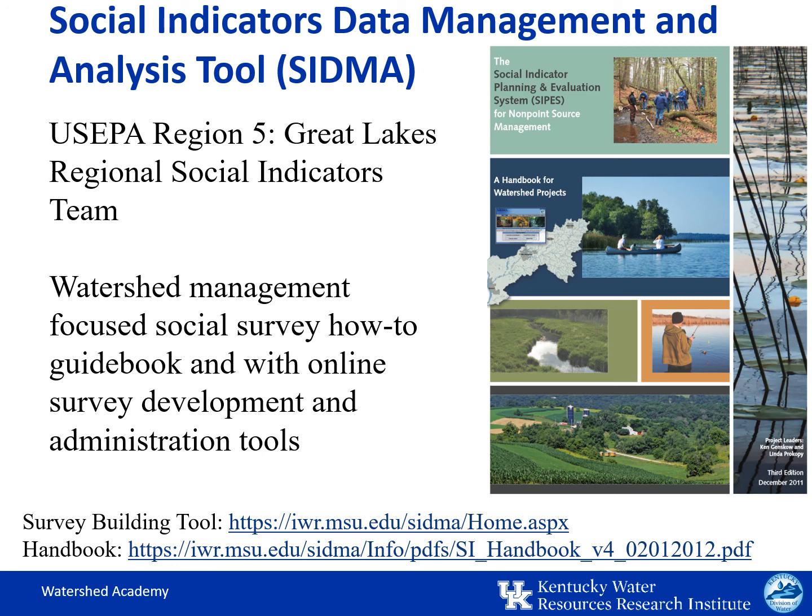The US EPA Region 5 Great Lakes Regional Social Indicators Team developed the Social Indicator Planning and Evaluation System for Non-Point Source Management, a handbook for watershed projects. This is a guide to help through watershed-specific survey-related items. It also has a tool to help you build surveys and ask the right questions. The guide covers much more than we are able to address during this presentation, so we recommend that you reference it for next steps in how to build your social surveys in order to influence and inform your social outreach campaigns.